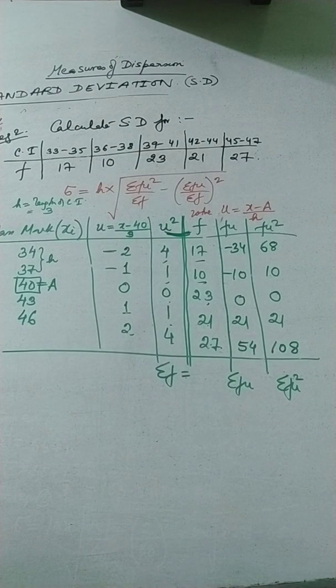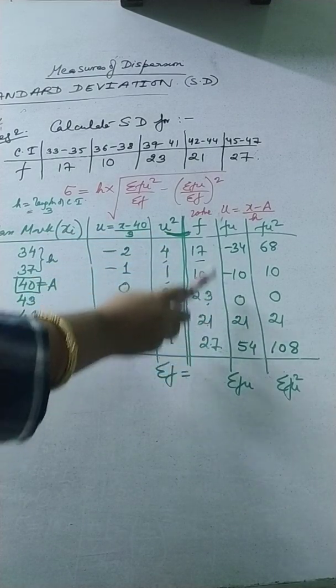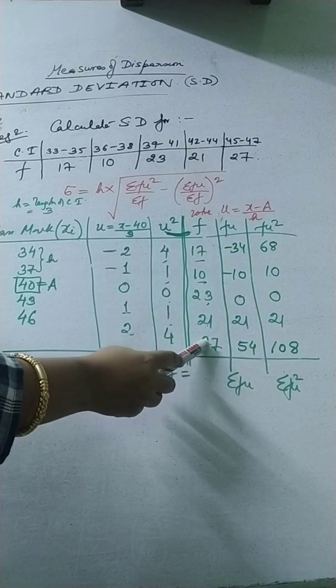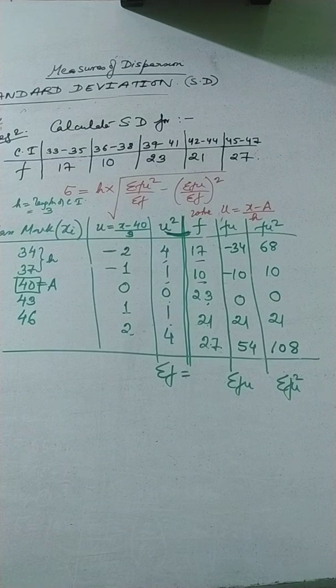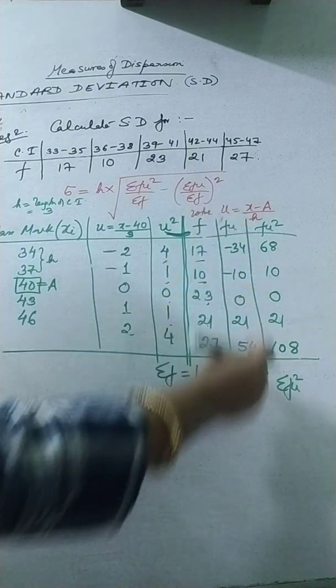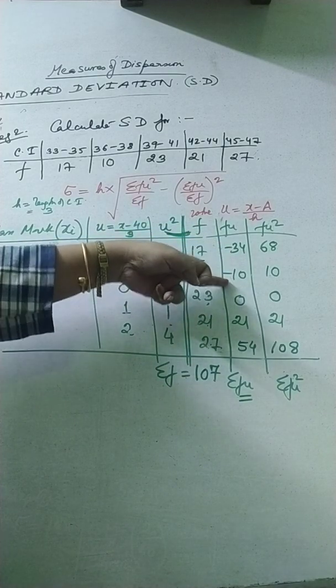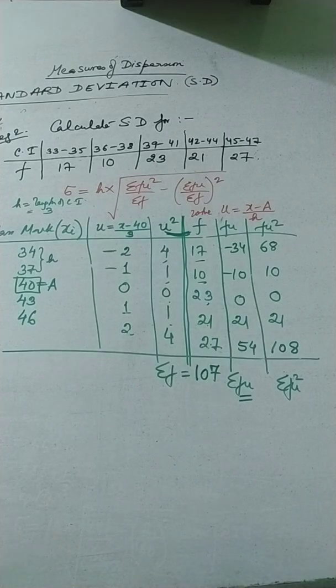So how much are the summations? Summation f means 17 plus 10, 27 plus 23. There's one more 27 over here, so that makes 54, and 23 and 21 when we add gives you 107. Summation fu is this column. Minus 34 minus 10 gives you minus 44. And this is 54 over here. So 54 minus 44 will give you 10. Minus 44 and plus 54. Plus 21 you have to do.